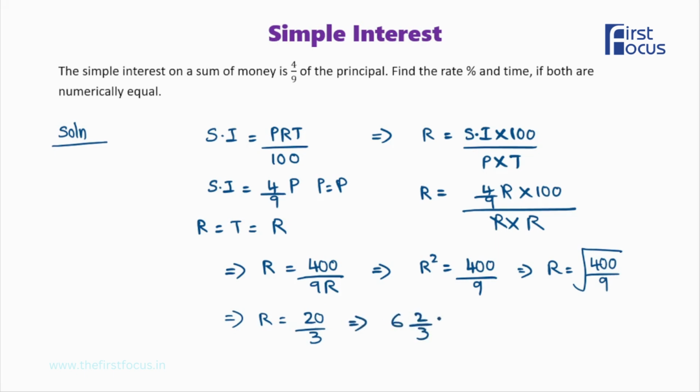So the rate percent is 6 2 by 3%, and the time period is 6 years and 8 months. 2 by 3, if we convert into years, it becomes 4 twelves are 48, 8 months out of 12 months. So we have considered 6 years and 8 months.